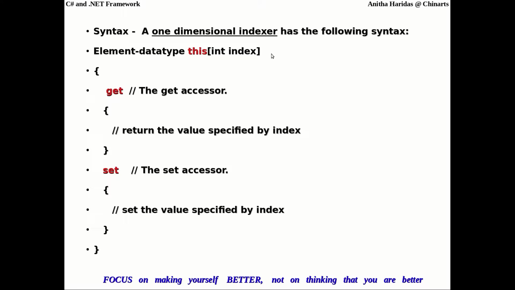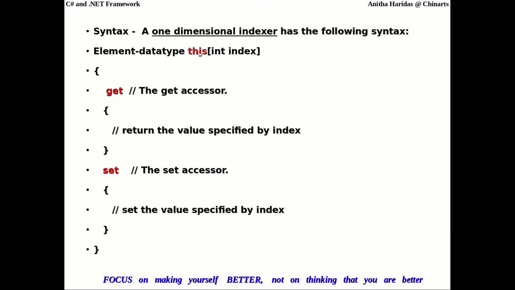This is a syntax that shows how a one-dimensional indexer can be defined. You will specify a return data type, which you call the element data type. Whatever element you want to get using the indexer, that data type is to be specified. Whatever value is returned by the specified index, that should be the data type for the element here.